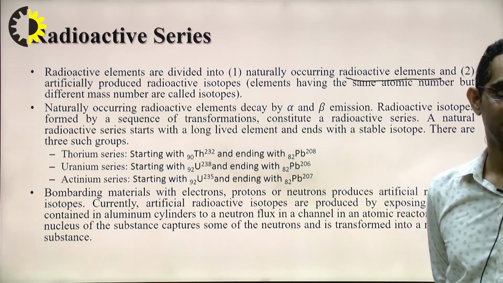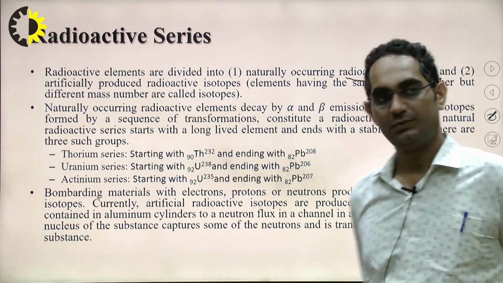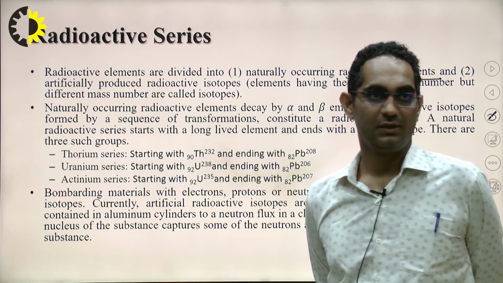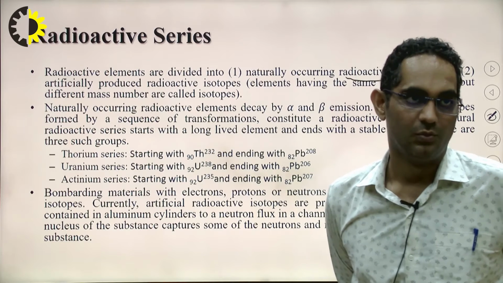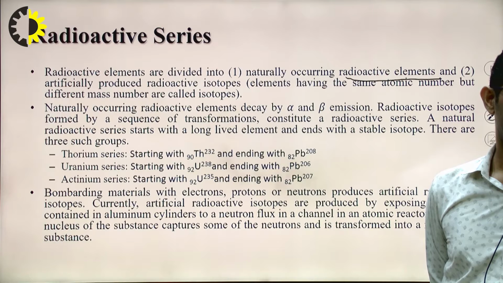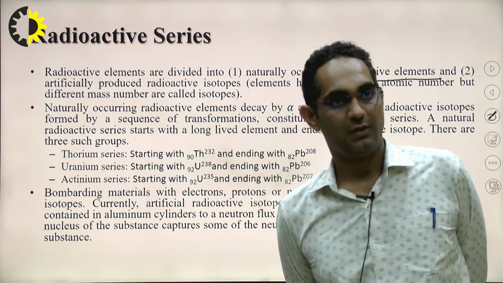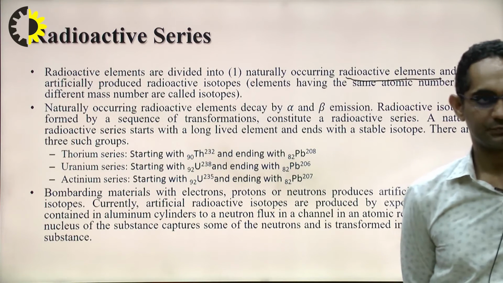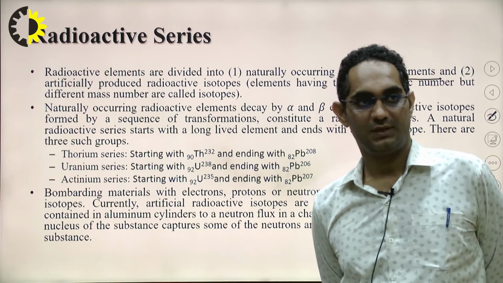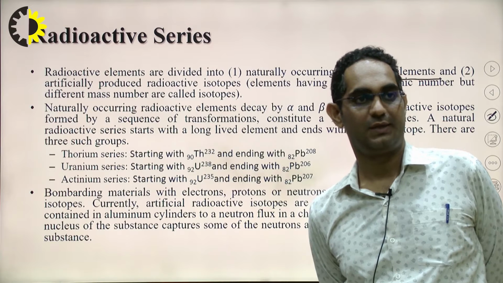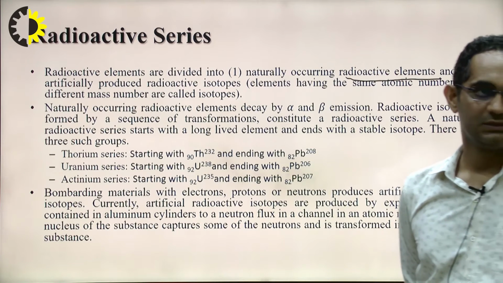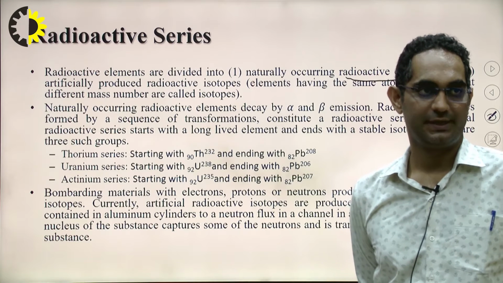There are three such groups. The thorium series starts with thorium 232 (90) and ends with Pb 208 (82). The uranium series starts with uranium 238 (92) and ends with Pb 206 (82). The actinium series starts with uranium 235 (92) and ends with Pb 207 (82). So these are the three series: thorium, uranium and actinium.